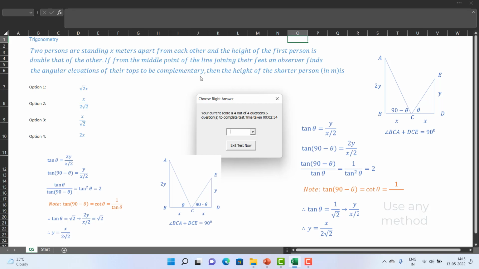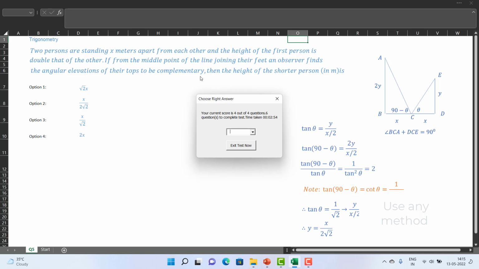Therefore tan theta is equal to √2. And we will have 1 by √2 as tan 90 minus theta. 1 by √2 is smaller, therefore theta is on the side where the taller person is there. √2 is bigger, no? √2 is more than 1 by √2. Therefore, we will take tan theta is equal to √2 on the side where the taller person is there. So here tan theta is equal to 2y divided by x by 2, which is equal to √2, and therefore y is equal to x by 2√2. Therefore, option 2 is the correct answer.